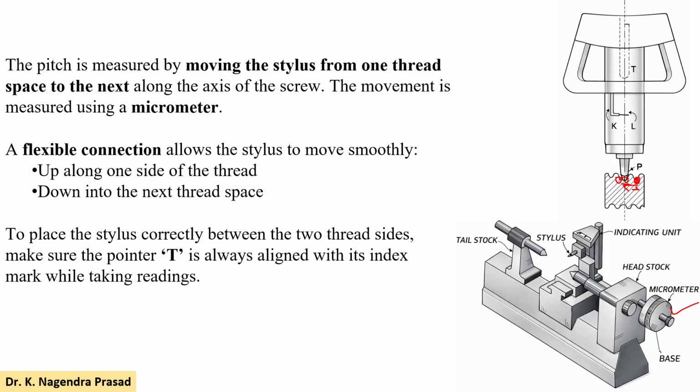To place the stylus correctly between the two thread sides, make sure that the point T is always aligned with its index mark while taking the readings. Here let us observe, there is one marking, let's consider this is the marking T. Place the stylus in the correct position between the two thread sides and make sure this pointer T is always aligned with the index mark.